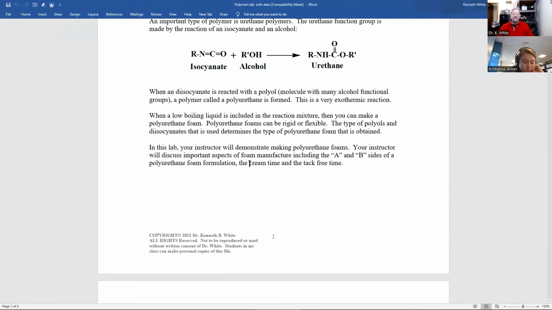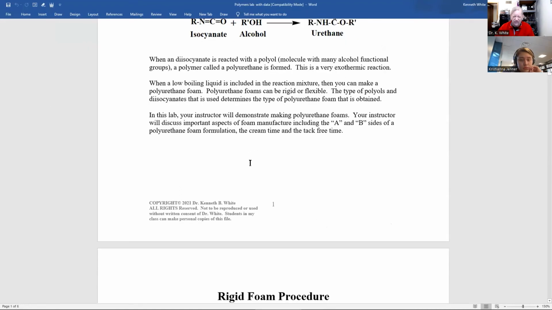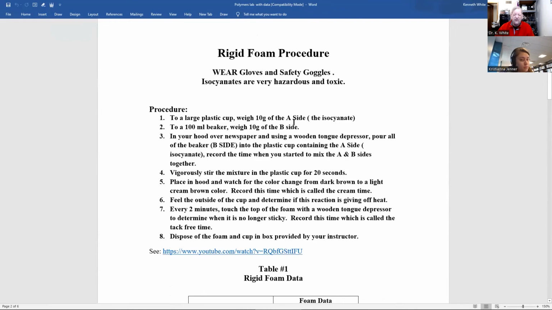And this reaction, you'd be making a urethane foam. What you do is it's real simple. In a plastic cup, put 10 grams, and we have a top loader balance real quick. And if you're off a little, it's okay. You put in 10 grams of the A side. In a beaker, you put in 10 grams of the B side.